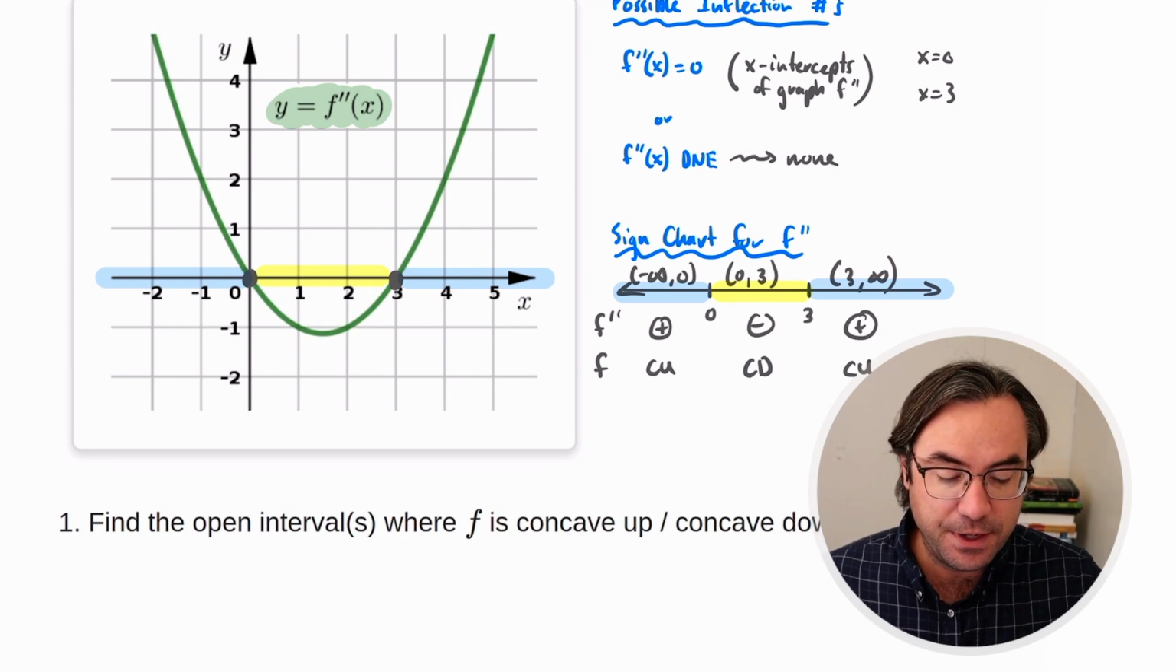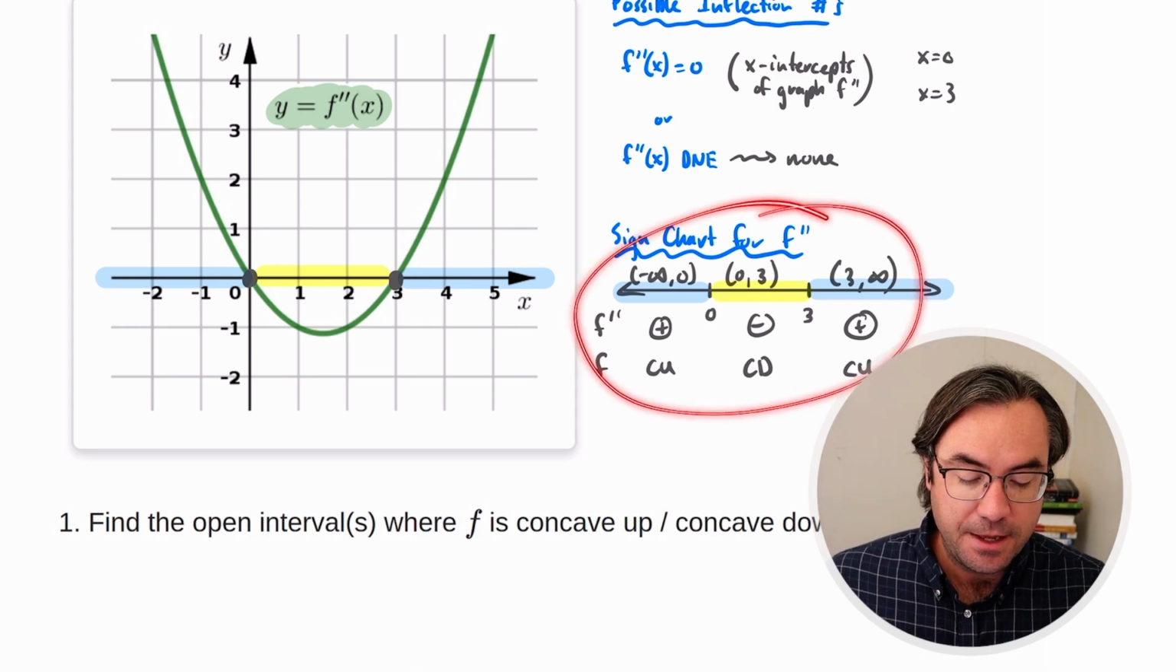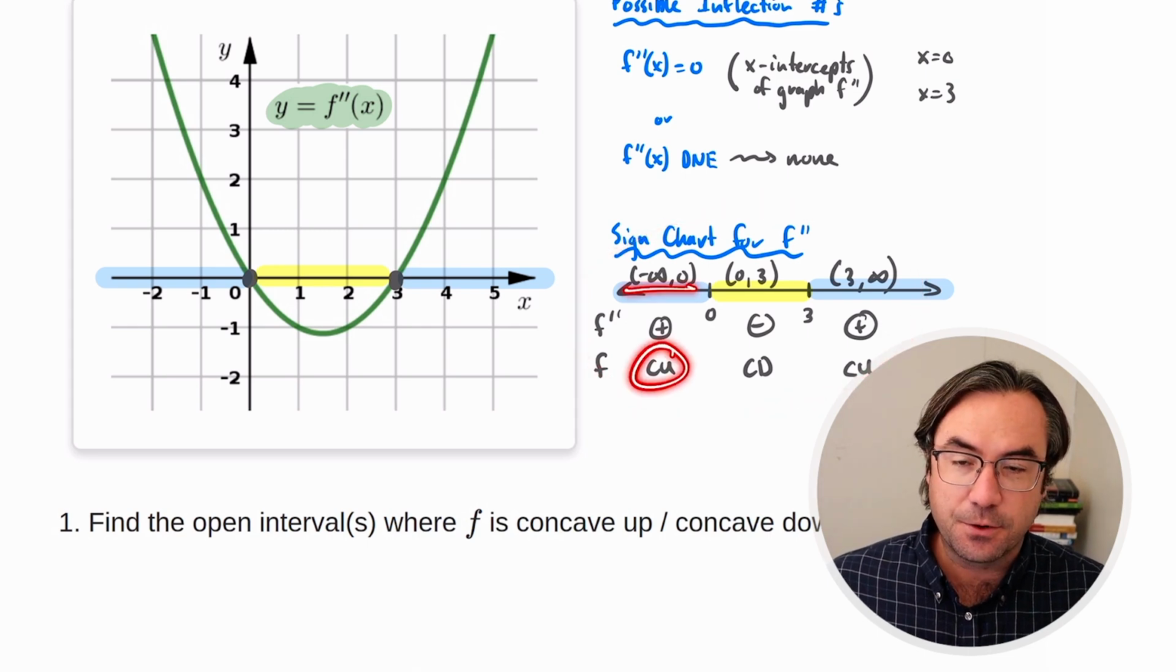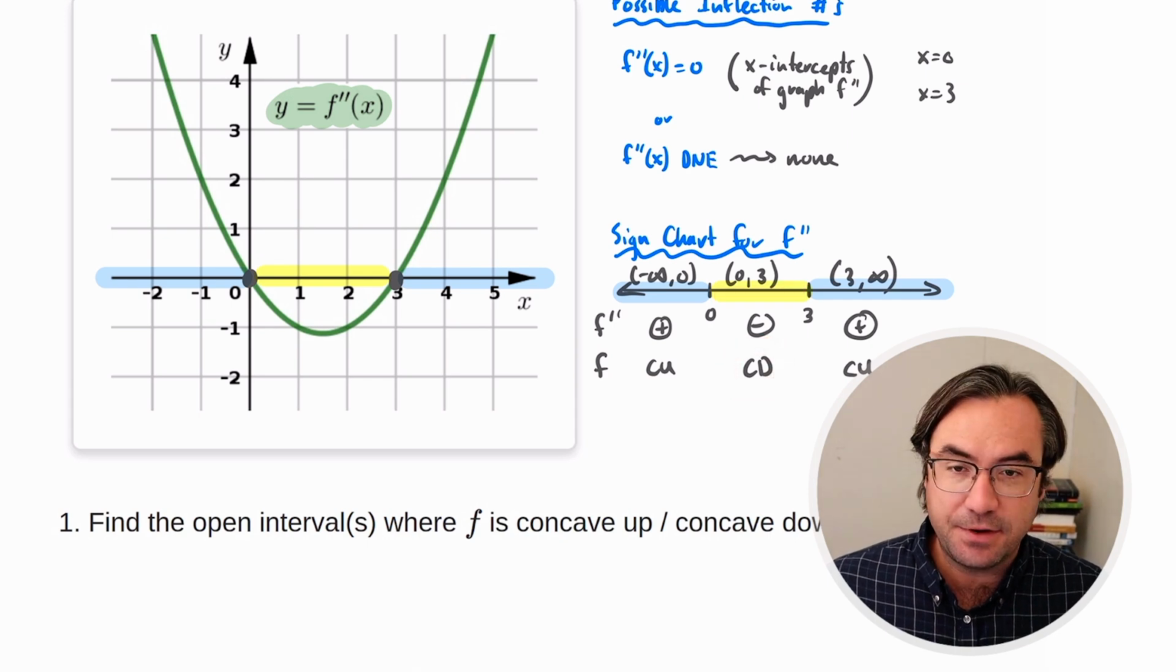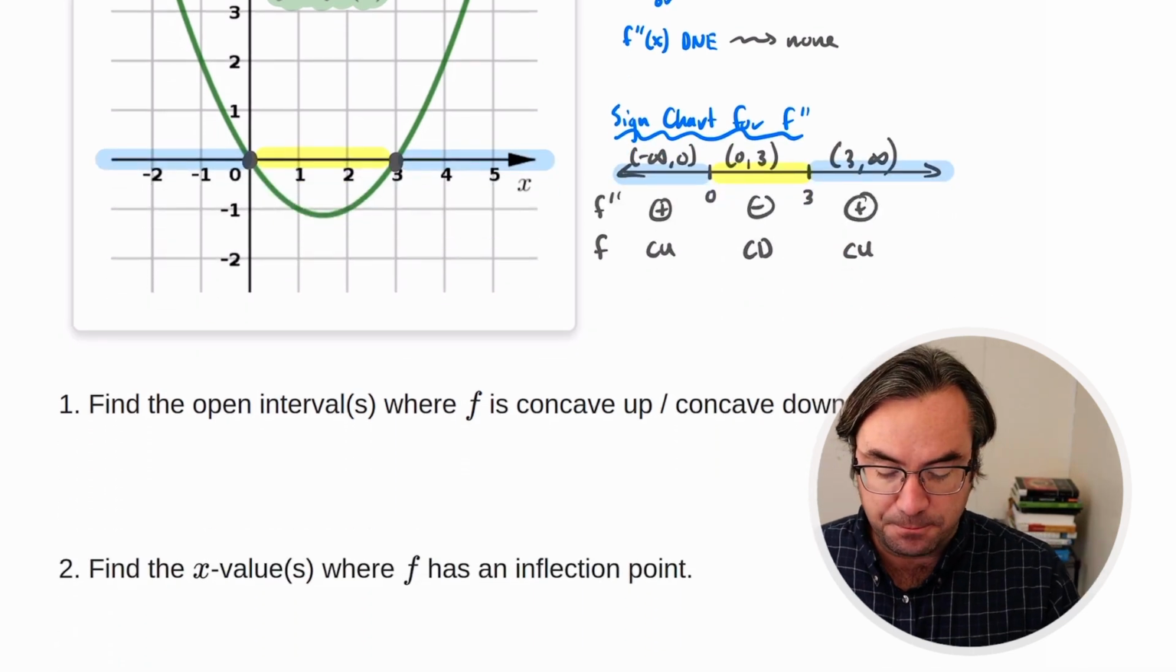So what we found, if we interpret our sign chart here, is that on this first interval, the original function is going to be concave up. On the second interval, it's going to be concave down. And then lastly, it's back to concave up. So we can write all that out.